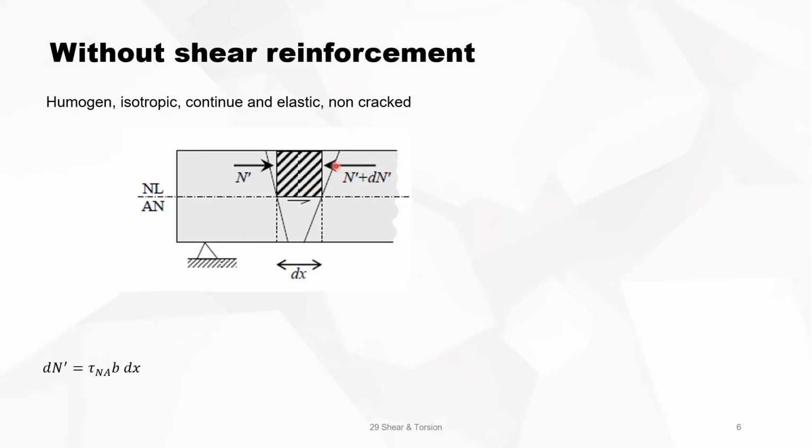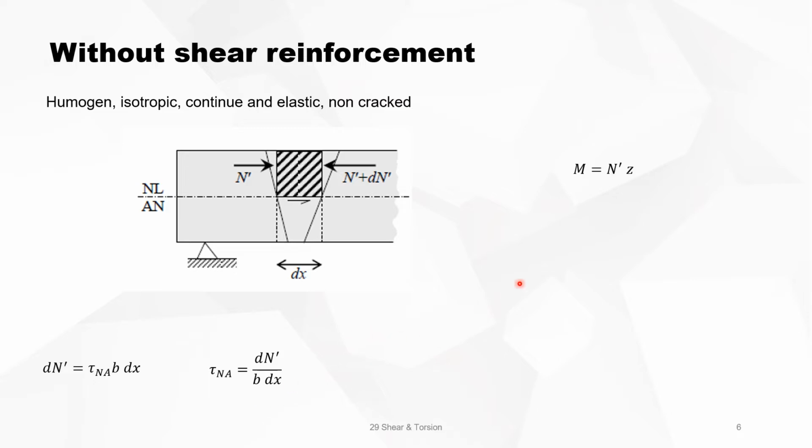Now, because of equilibrium, the net compression force is of course N plus dN minus N, which is dN, and it must be in equilibrium with the horizontal force, which is the shear stress at the level of the neutral axis, multiplied by the cross-section b times dx. b is the width of the section. So this is just a translation equilibrium. We see that tau equals dN divided by b dx.